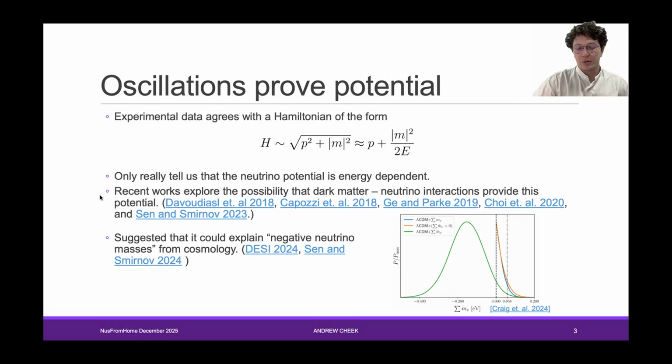What motivated me and my collaborators to look into this in more detail is the recent suggestions from DESI data of the baryon acoustic oscillations in the early universe. There are suggestions from the statistics that the sum of neutrino masses is actually negative. Now, this doesn't mean that any neutrino masses are actually negative. It's more an expression of how these neutrinos affect the evolution of structure formation.